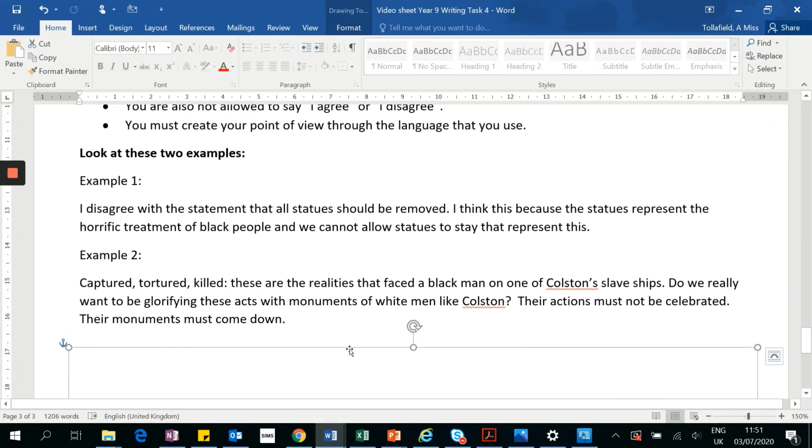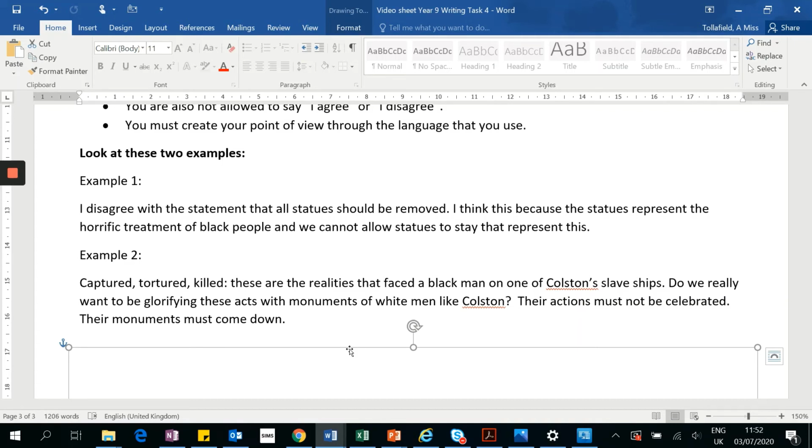Okay. Captured, tortured, killed. These are the realities that faced a Black man on one of Colston's slave ships. Do we really want to be glorifying these acts with monuments of white men like Colston? Their actions must not be celebrated. Their monuments must come down. We can see a really clear difference between example 1 and example 2.